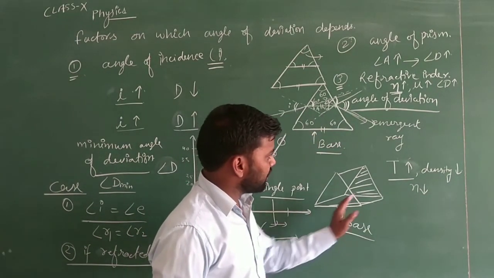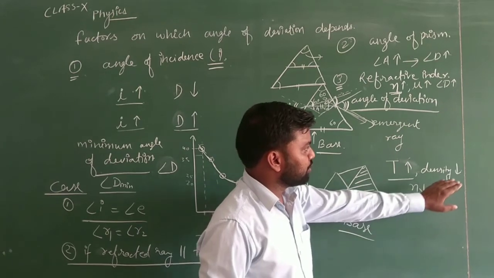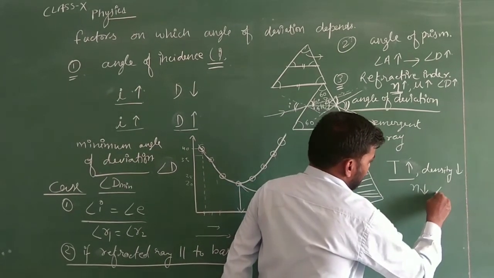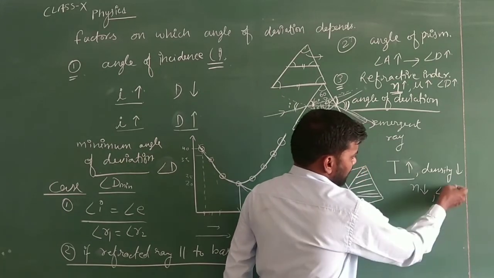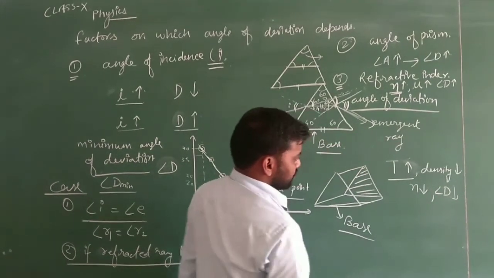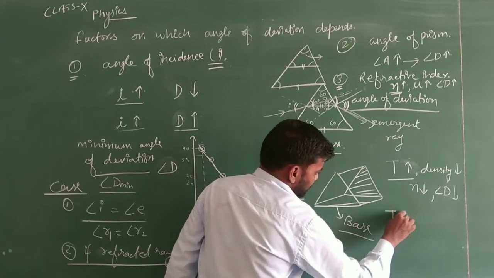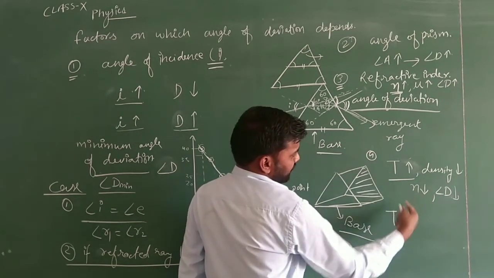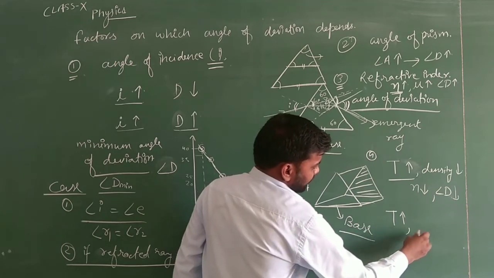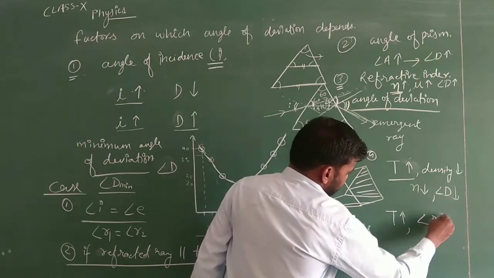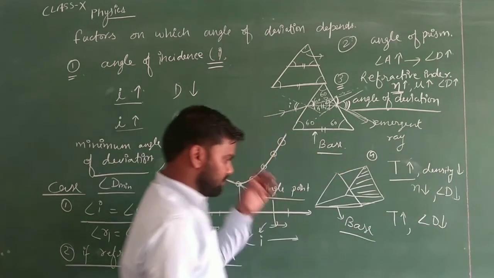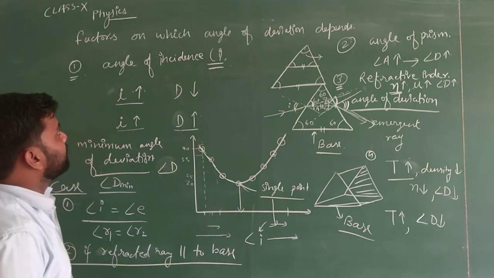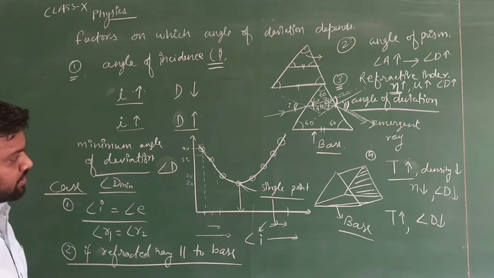If refractive index is decreasing due to the decrease in density, definitely it will affect the angle of deviation also, and it will also decrease. So the fourth point, if we increase the temperature, in the result the angle of deviation will start decreasing. Okay students, so these are the factors on which the angle of deviation depends.